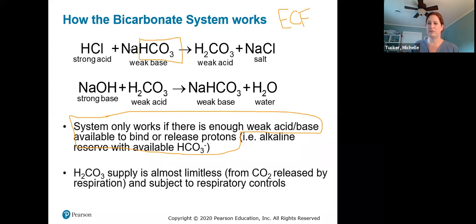Again, sodium is usually readily available, but this component, the bicarbonate component, if we don't reclaim it, we don't regenerate it, we won't have enough bicarbonate to make this work. It's like trying to make 24 cupcakes and you only have a cup of flour. You won't be able to make those cupcakes. So in our example, enough bicarbonate is the limiting factor in making the system work.